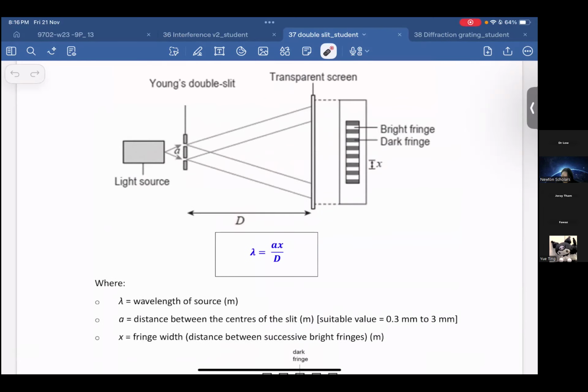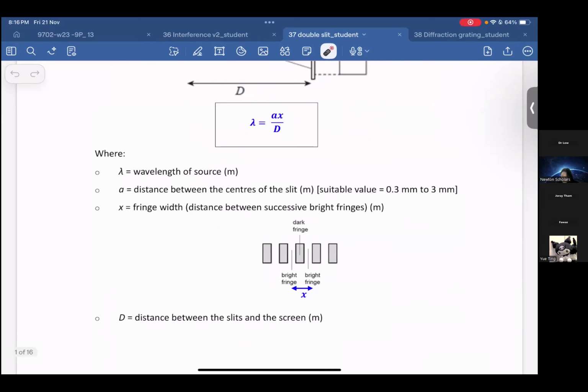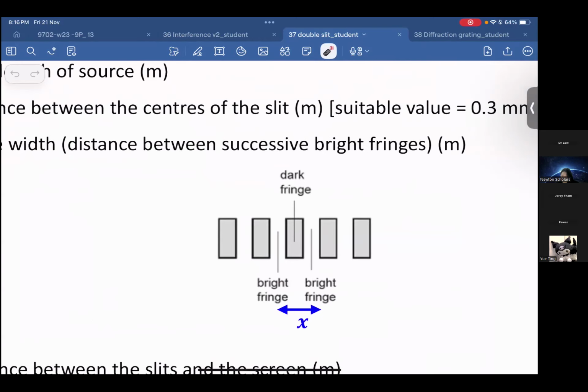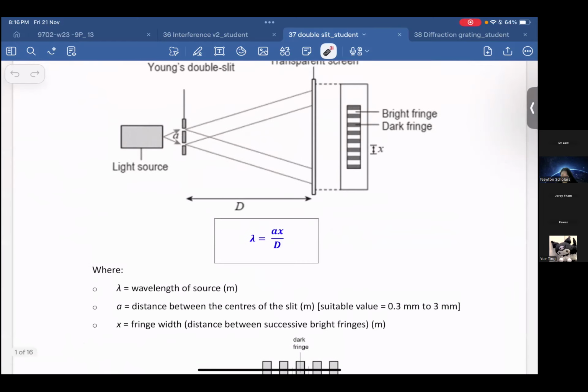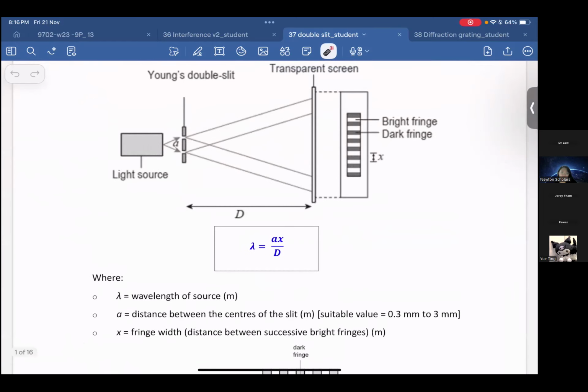And then the other one is called X. What is X? You look here, we are producing bright fringes, dark fringes, bright fringes, dark fringes. From bright to bright, the adjacent bright fringe, this is called X. Maybe you say, teacher, I don't like bright, can I choose dark to dark? Yes, sure, this is your X, no problem. So we use this formula to do calculations for the Young's double slit experiment.